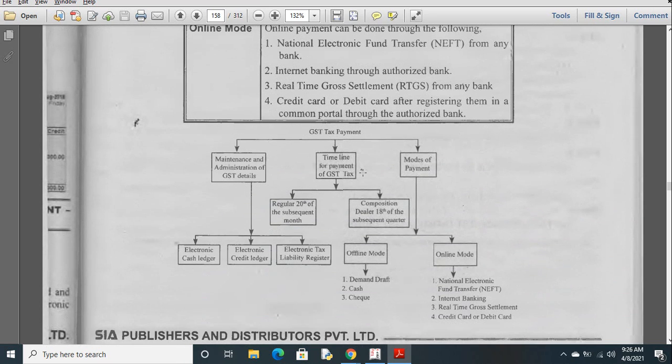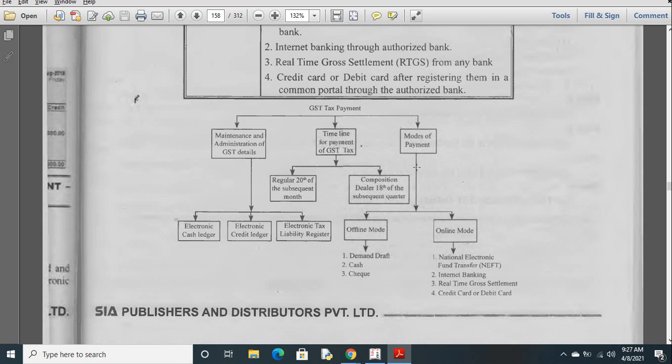So this tax payment, maintenance and admission of GST details, timeline of payments and mode of payment. These are the things we have to remember. Maintenance: electronic cash ledger, electronic credit ledger, electronic tax liability register. These are the things we have to maintain. And timeline, regular dealers, on the 20th of the subsequent month you have to do the GST return filing.